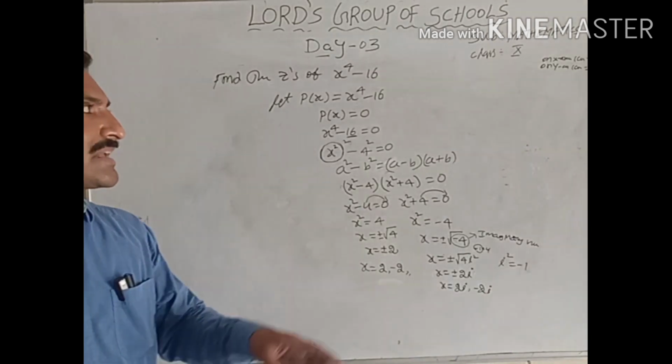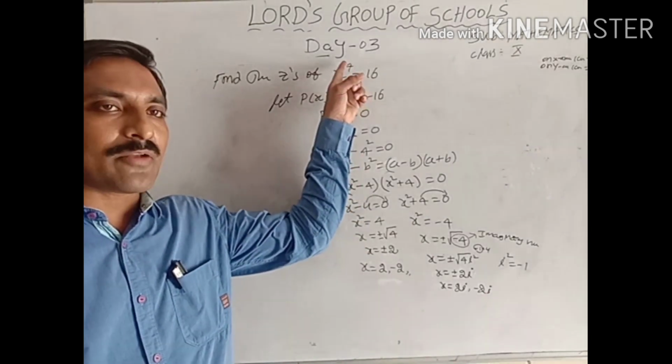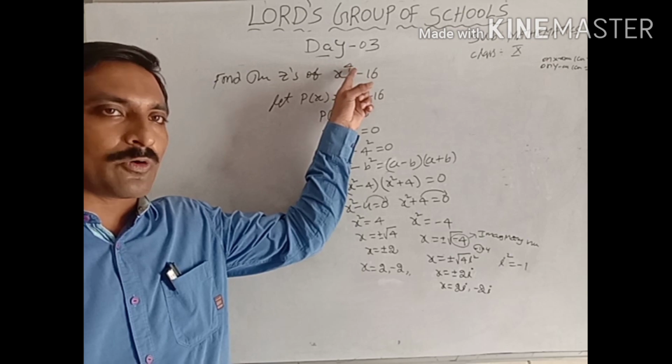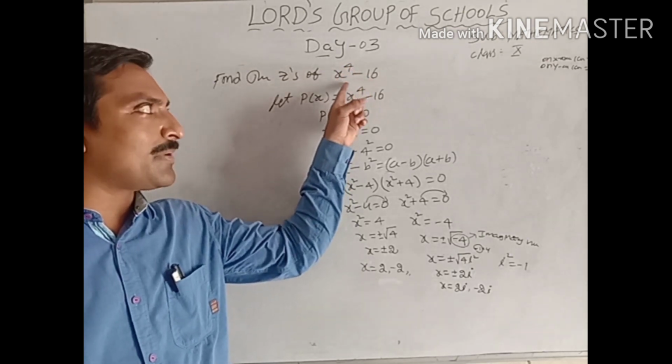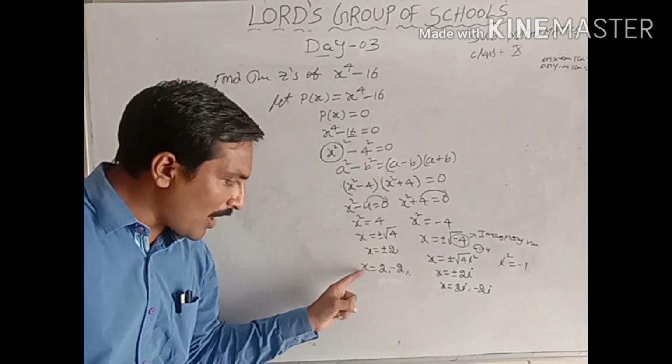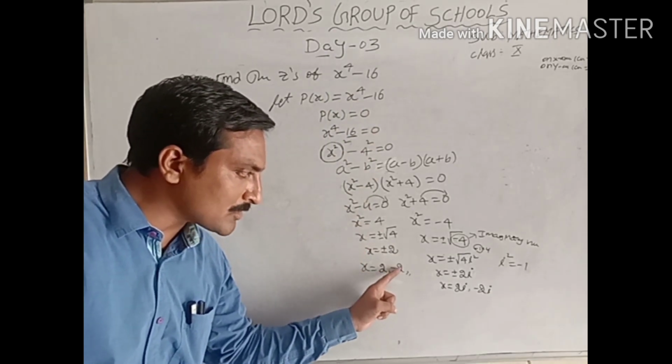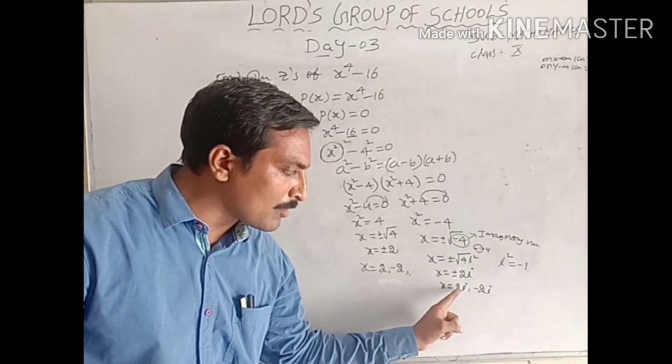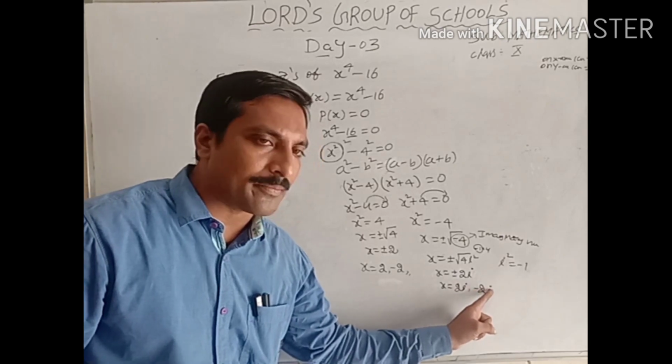So the power is 4, therefore the degree of this polynomial is 4. That's why the number of zeros of this polynomial is 4. Two of the zeros are 2 comma minus 2. The other two zeros are 2i comma minus 2i.